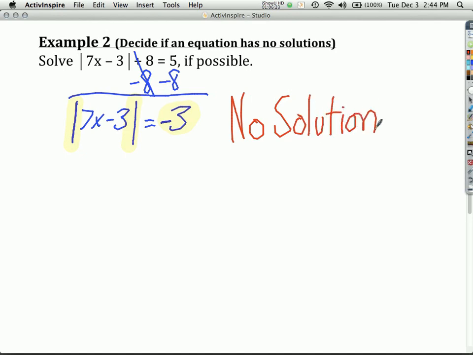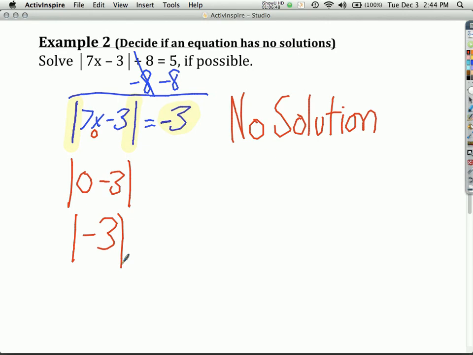But Xiomara was getting a little confused because she was saying you can't have a 0. Well, you can have a distance of 0. X can be 0. But what she didn't understand is that 0 doesn't work. Because if I put a 0 right here, 7 times 0 is 0, so I get 0 minus 3. 0 minus 3 is negative 3. But what's the absolute value of negative 3?